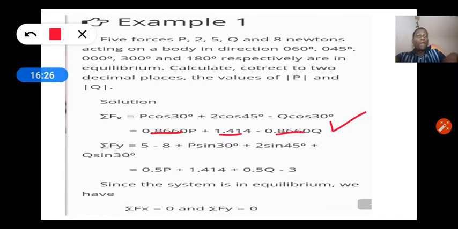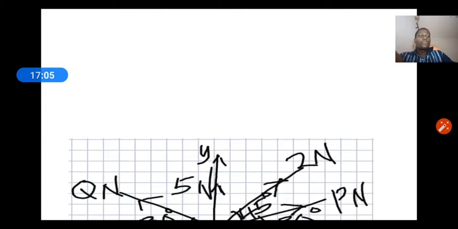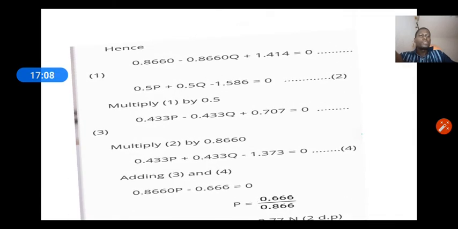Simplifying summation f of y, 5 minus 8 obviously gives me minus 3. P sine 30 degrees, sine 30 is 0.5. So that's P. And sine 45 degrees times 2 gives me this value. And remember, since we are talking about equilibrium, this condition still holds. So in our next slide, we equate this to 0 and we equate this to 0 so that we can solve. So we are going to have two simultaneous equations. Let's go further and see what we have.